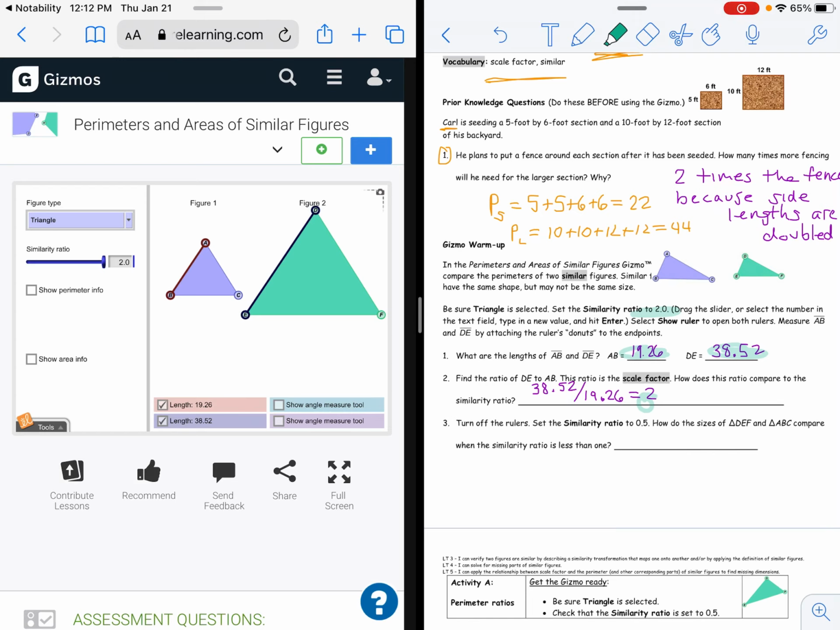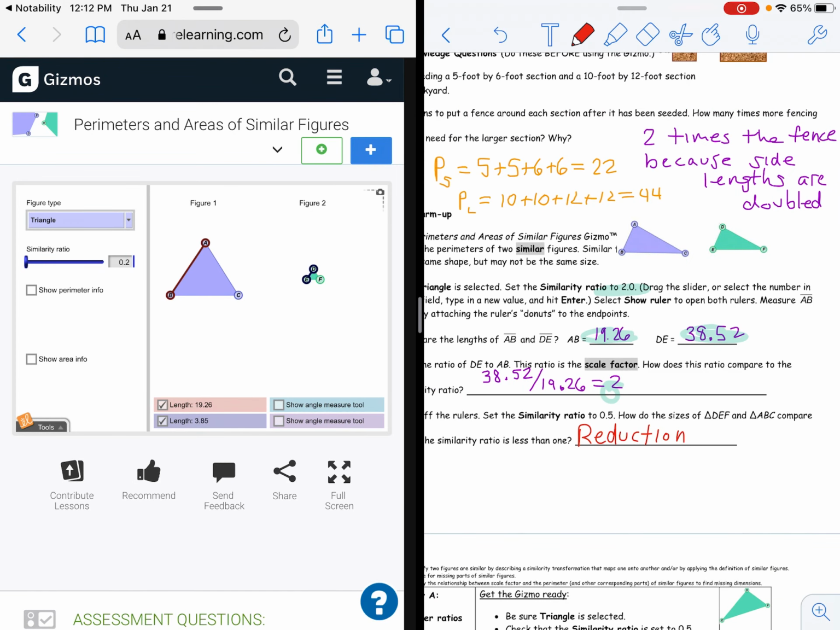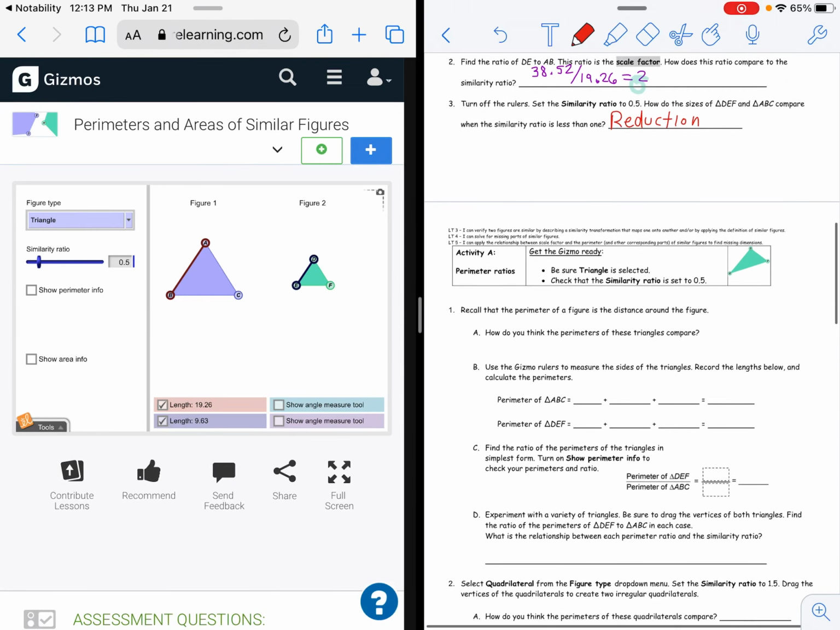It says turn off the rulers and set the similarity ratio to 0.5. How does the size of DEF and ABC compare when the similarity ratio is less than 1? We're just going to keep the rulers on because I don't feel like turning them off. But now it's a reduction. Again, this is stuff we already know, but it's repetition and being able to see it in live action. So when it's less than 1, it's a reduction. And again, it's just kind of cool to see things get bigger and smaller. I know we can talk about it, I know we can visualize it, but to physically see it, it's pretty cool.